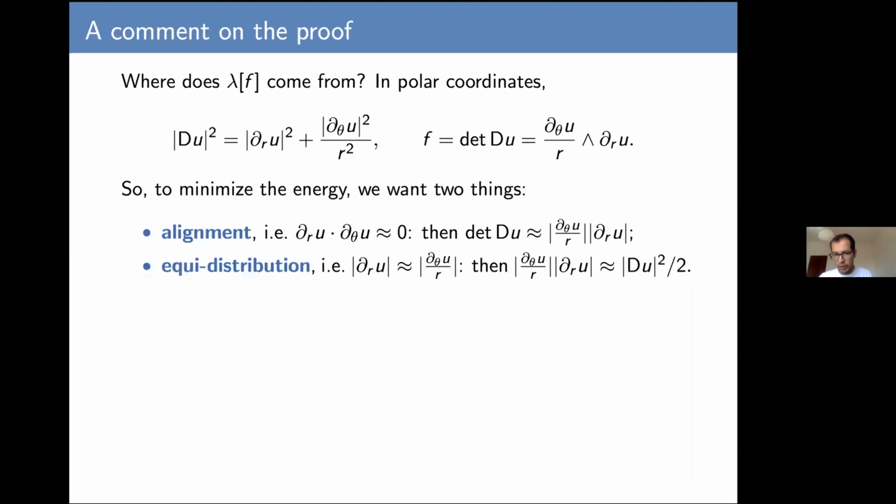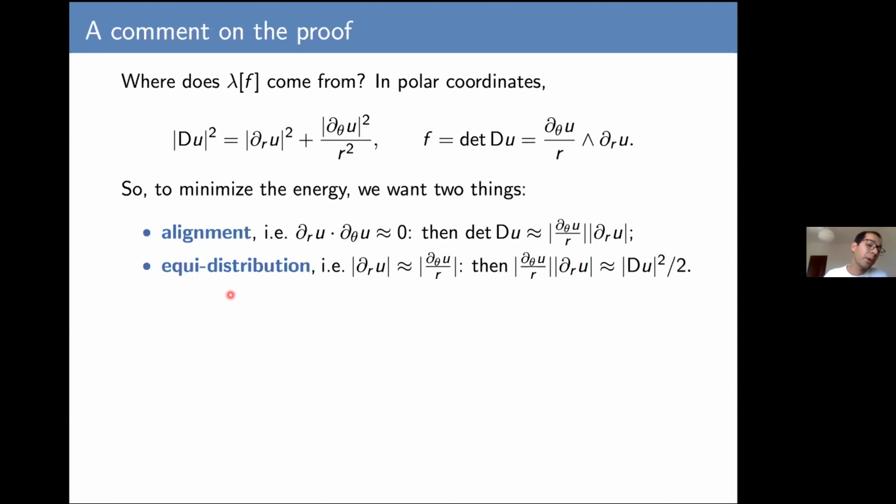And just to conclude, I want to make a very small comment about the proof, which is to explain where this quantity lambda comes from. If we write our Dirichlet energy pointwise in polar coordinates, this is just the square of the radial derivative plus the square of the angular derivative, which is this guy. And we can do a similar thing for the Jacobian. f is the determinant of Du because of the PDE, and this is just the wedge product of the angular derivative with the radial derivative. To minimize the energy, you want 2 things. First, you want your derivatives to be perpendicular to each other, essentially. If you do that, then you can have equality in Cauchy-Schwarz. If you apply Cauchy-Schwarz, you can just say that this is equal to the product of the absolute values.